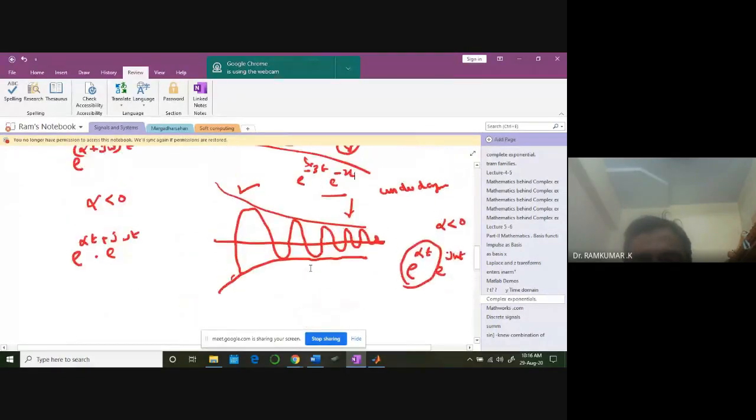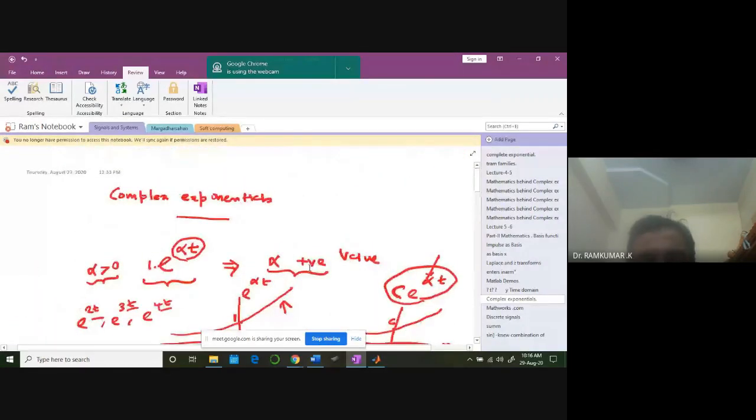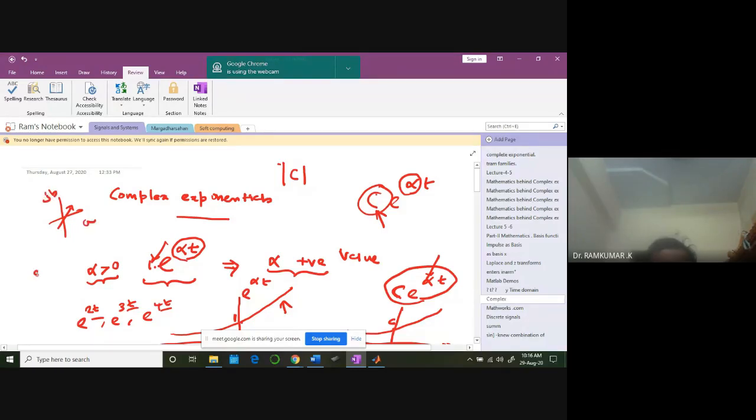Now, what about when C is complex? For example, C e power alpha t. If this constant is real, it's not an issue, but if it's complex, what happens? Can you imagine? C is complex means it has a magnitude. Any complex number a plus jb has a magnitude, the square root of a square plus b square.